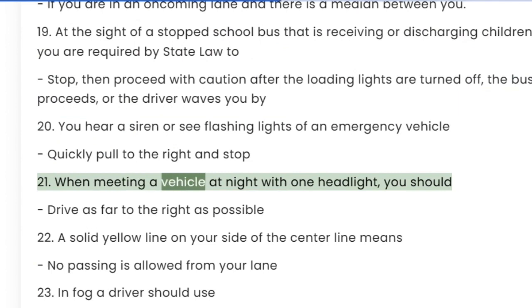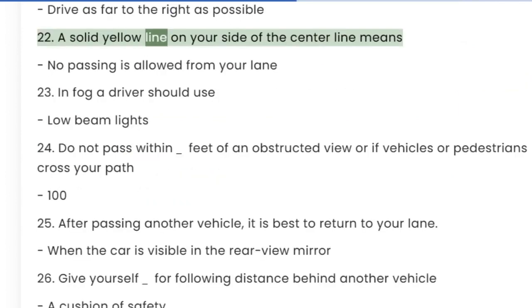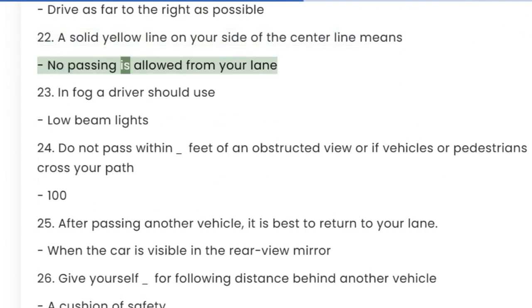21. When meeting a vehicle at night with one headlight, you should drive as far to the right as possible. 22. A solid yellow line on your side of the center line means no passing is allowed from your lane. 23. In fog, a driver should use low beam lights.